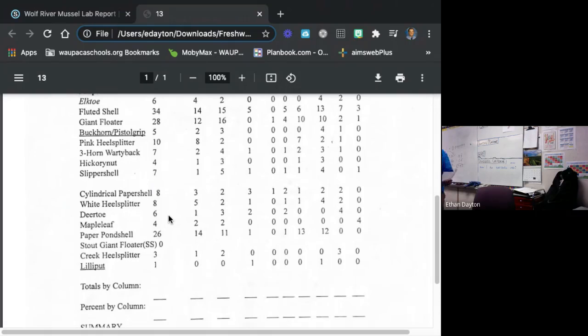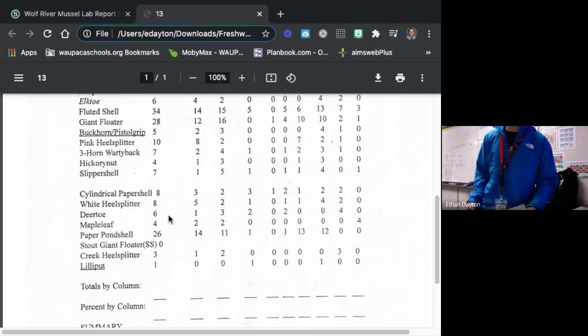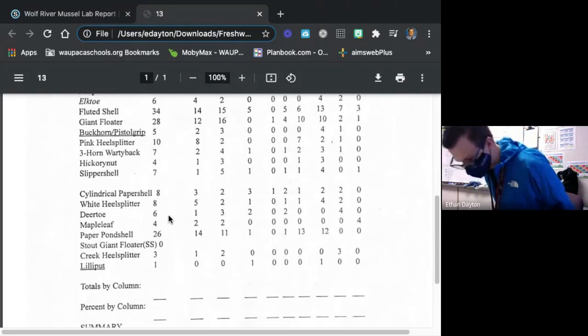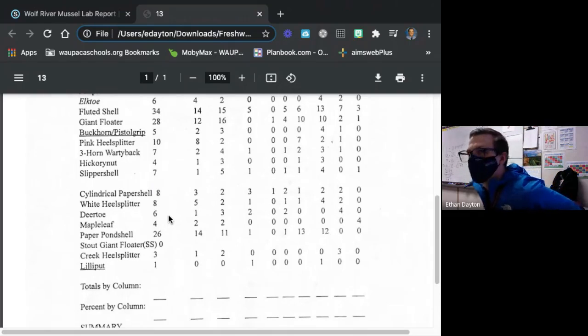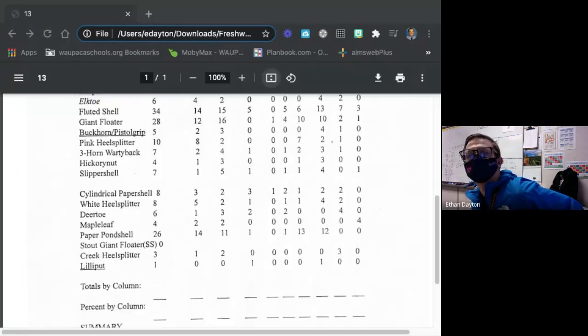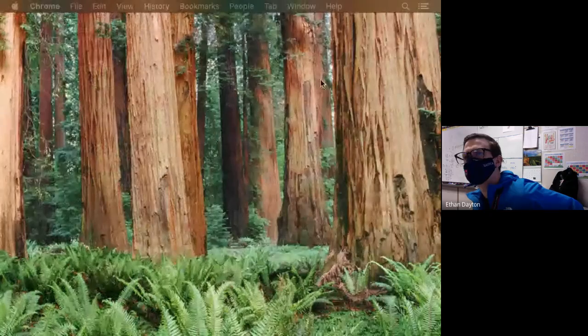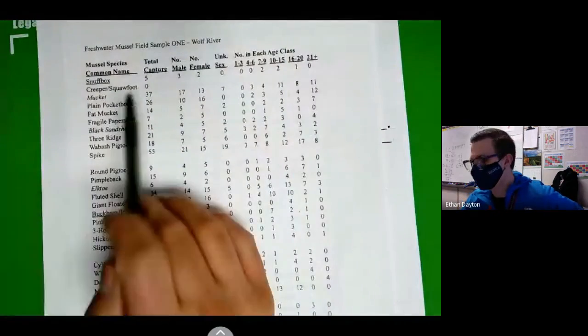And I will do the first one with you. Okay? Everybody with me here? We're going through the first column, the total captured. We want to find the total number of mussels that were captured in this investigation. All right, we can do it in our head too. So is everybody with me? I hope so. All right, I'm in the first column right here.